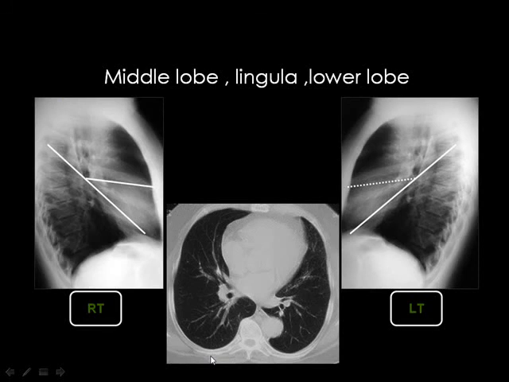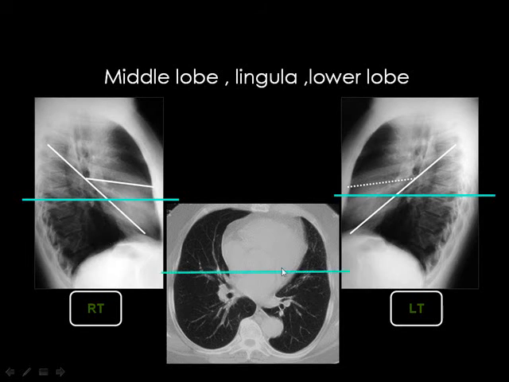Then you came lower down where there is no trachea, no bronchi, and you are cutting in the cardiac shaft. On the left side, you are cutting in the lingula and the lower lobe. On the right side, you are cutting in the middle lobe and the lower lobe. The lingula or the middle lobe comprises only 1/3 of the whole thoracic diameter.